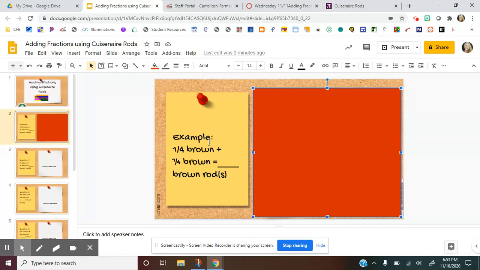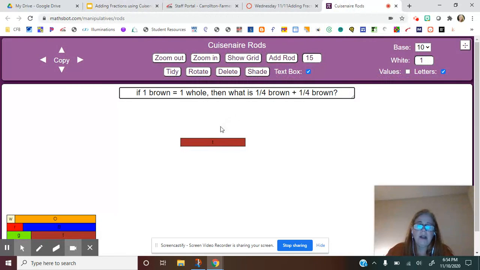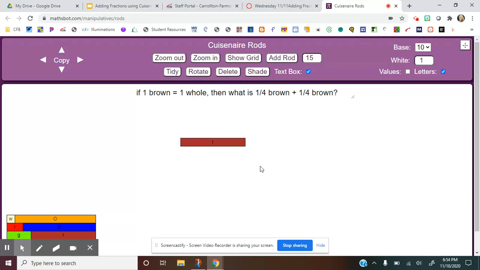Here's the first problem, which happens to be an example. I'm adding 1/4 of a brown plus 1/4 of a brown. And how many brown rods does that equal? Or what fraction of the brown rods? Either way. So let's look at the Cuisenaire rods. I rewrote my equation because y'all know I have a bad memory. If one brown equals one whole, then what is 1/4 of a brown plus another 1/4 of a brown? So here's my tan, T for tan or brown, right? And then I want to know what is 1/4 plus 1/4.